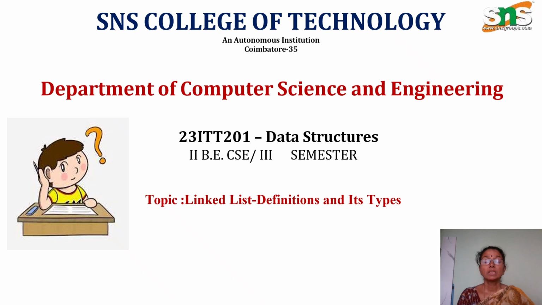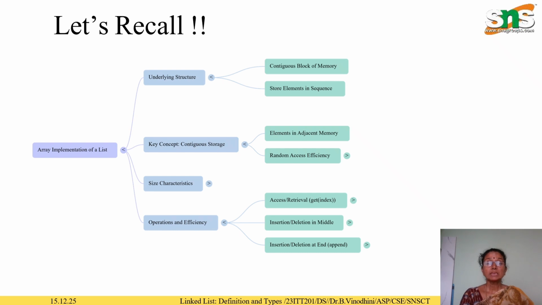Hello everyone. In this video, we're going to see the topic on linked list. In this presentation, we are going to define what a linked list is and what the types of linked list are. In the previous session, we saw the array implementation of list. So what is a list? A list is a collection of elements that could be represented either by an array or by a linked list.